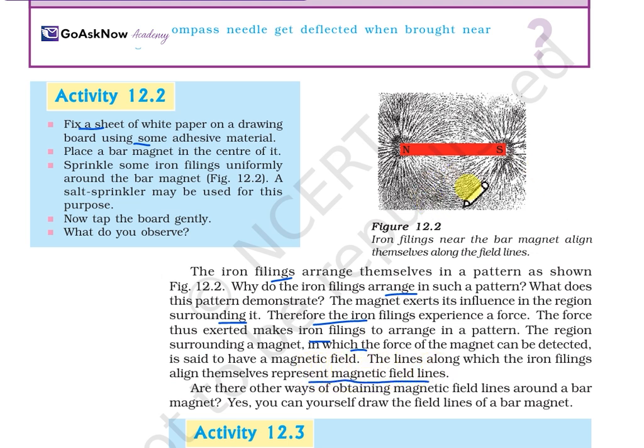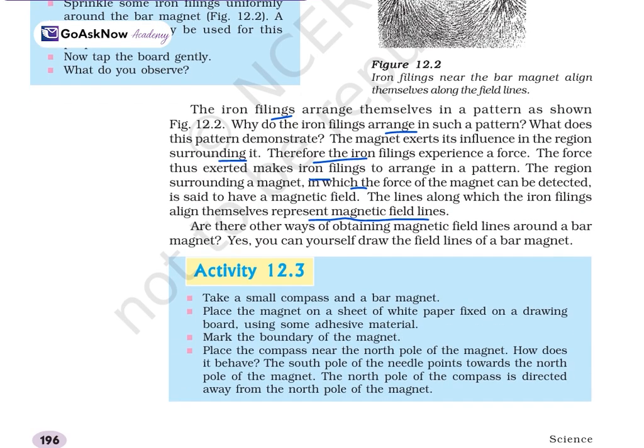The lines along which the iron filings align themselves are known as magnetic lines. Are there other ways of obtaining the magnetic field around a bar magnet? You can also draw the magnetic field of a bar magnet yourself. Accordingly, you can draw the magnetic lines as they are there.